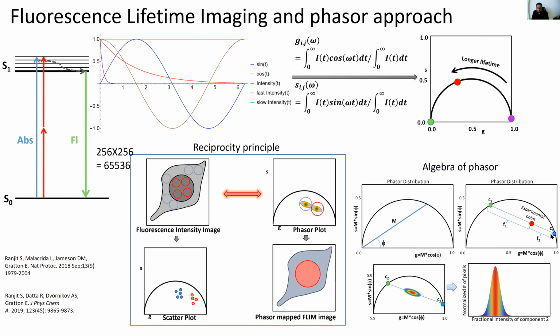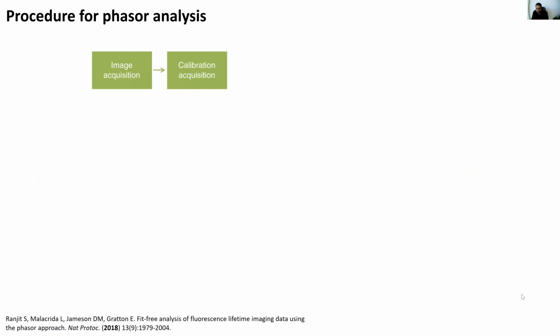So if you have two components, and a point in the image which has both of these components present, the fraction of each of these components will determine where it will be, and it will always be on the line that is joining the two. Based on that, you can calculate the fraction. If you have something distributed like this, we can change it to a fractional intensity plot, and we will look at that.